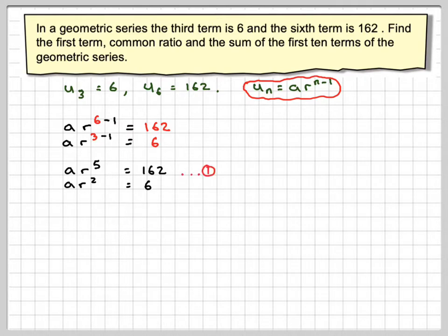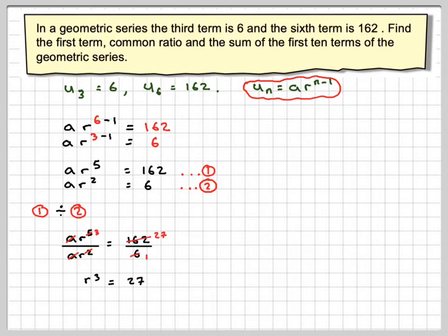Now, if we label those equations 1 and 2, and I wrote this one up here first because it's a higher power, in order to eliminate A, we have to divide the two equations. So we're going to do equation 1 divided by 2. So it gives me AR to the 5 over AR squared is equal to 162 over 6. Right, so the A's will now cancel. The 2 will now cancel, and this will become R cubed, and 6 goes into 162 27 times. So we're going to end up that R cubed is equal to 27. In order to find R, R will be equal to 3.